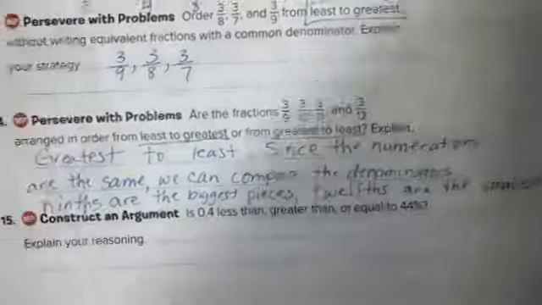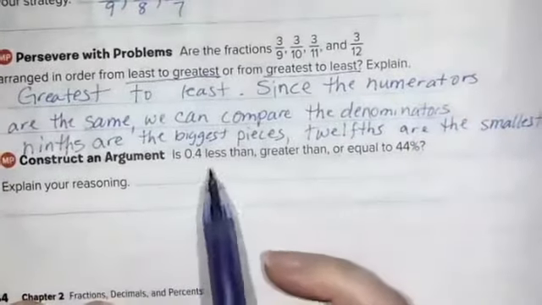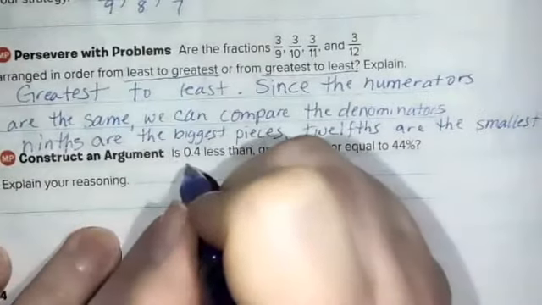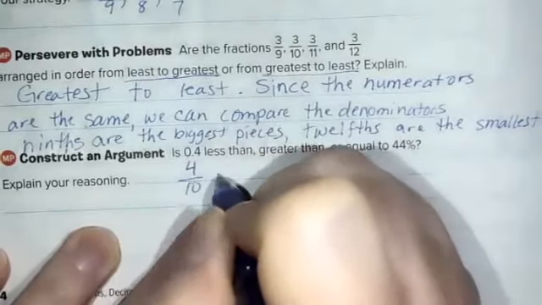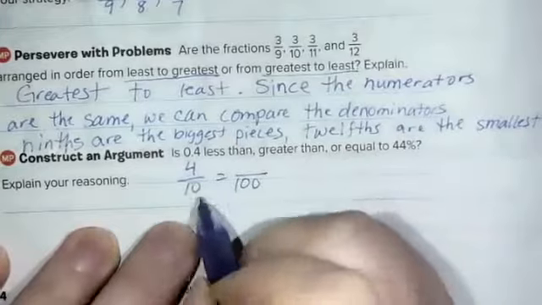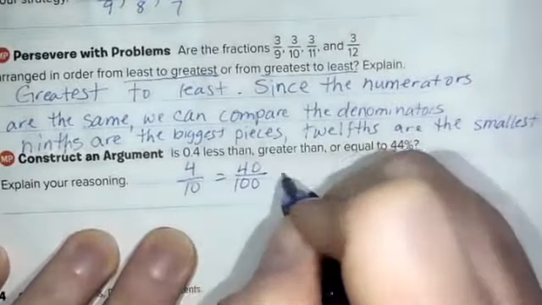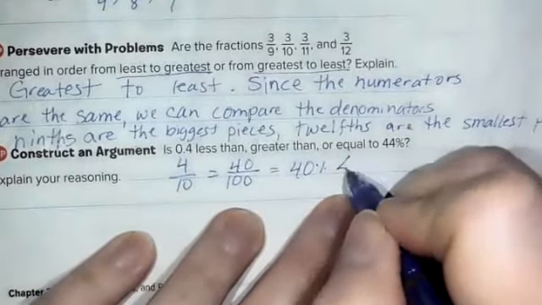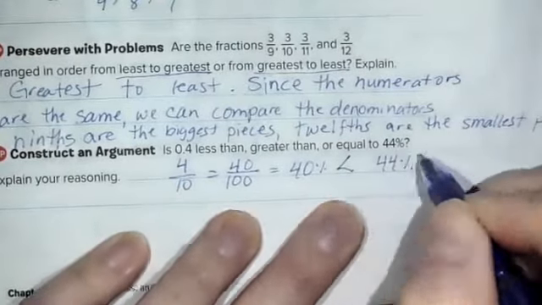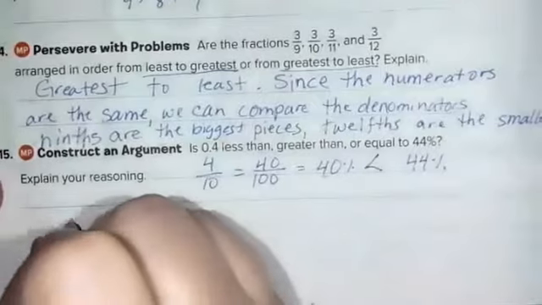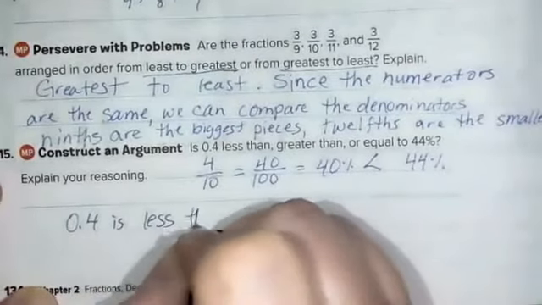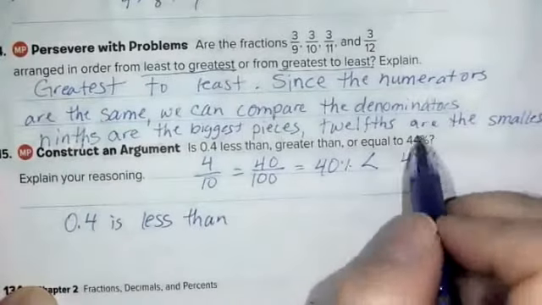And then the last one is 4/10 less than, greater than, or equal to 44%. So I have 4/10 and I want to make that into a percentage. 4/10 is the same as 40/100, which is 40%. Okay, so 40% is less than 44%. So 4/10 is less than 44%.